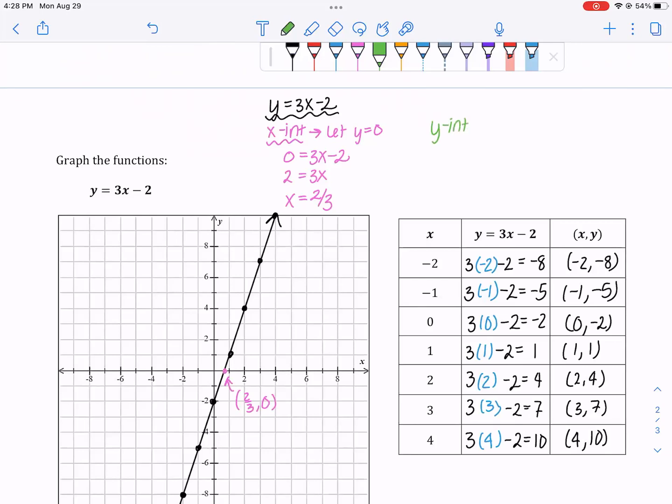We know what the y-intercept is already for this one because we already graphed it. It's at 0, -2, but let's do it anyway. So let x equal 0. Again, we're using this equation, y equals 3x minus 2. So we have y equals 3 times 0 minus 2, y equals -2. So 0, -2 is the y-intercept.